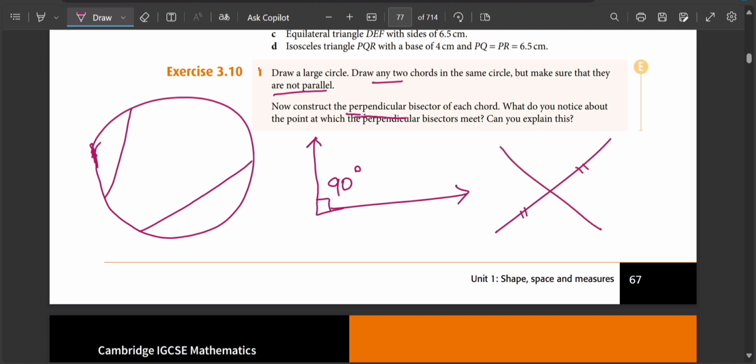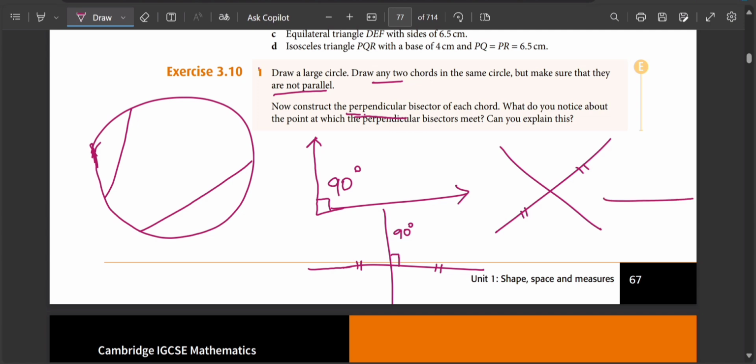So a perpendicular bisector means that if there is a line, it will cut it at 90 degrees and both of the sides have to be equal as well. This is a perpendicular bisector. This is perpendicular and this is a bisector. A bisector can be perpendicular or not perpendicular.